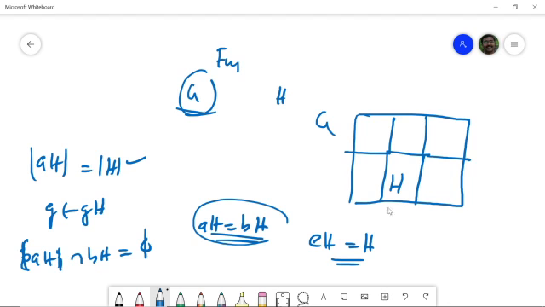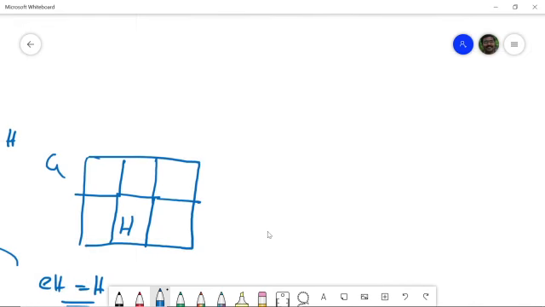Now let us count the number of elements of G. The number of elements of G will be the number of elements of each partition added together. So the number of elements of G will be the number of elements in the first cell plus the number in the second cell, plus so on. But all these cells have equal order, the same number of elements. So if there are R such cells, the order of G can be written as R into the order of H, because H is a part of that cell.